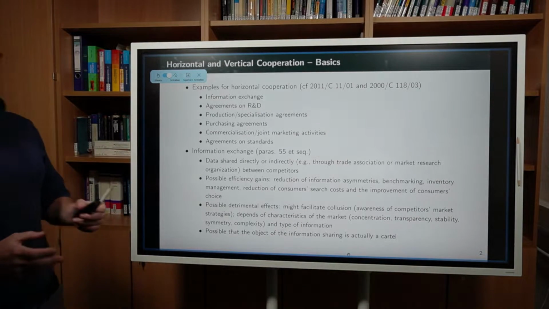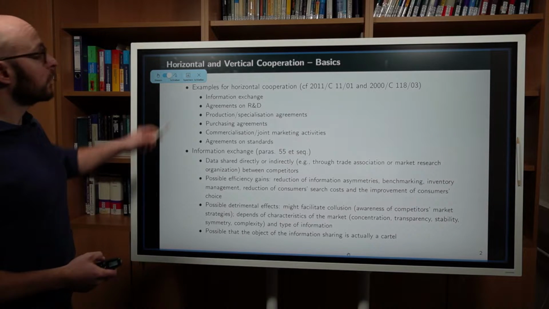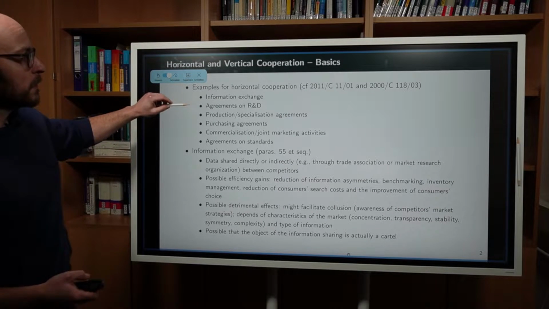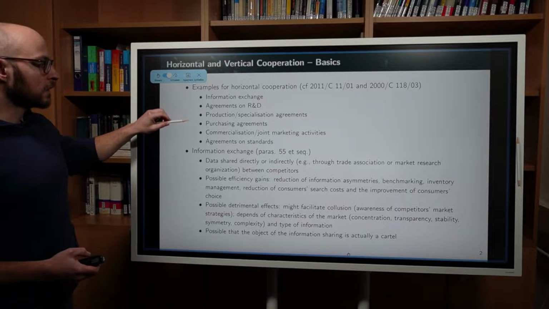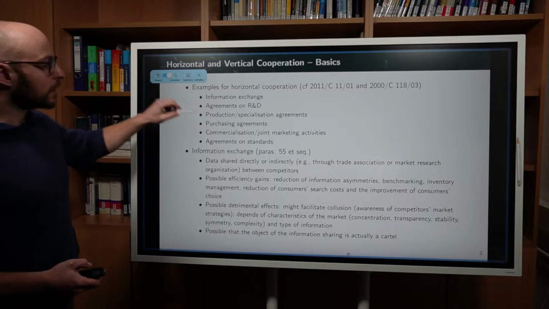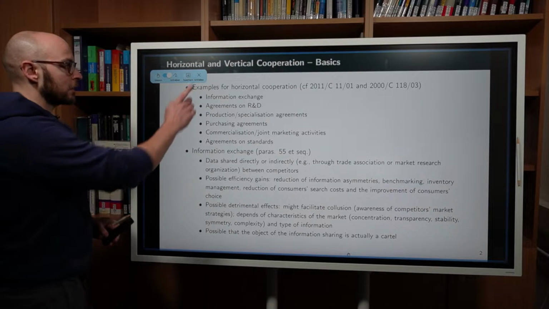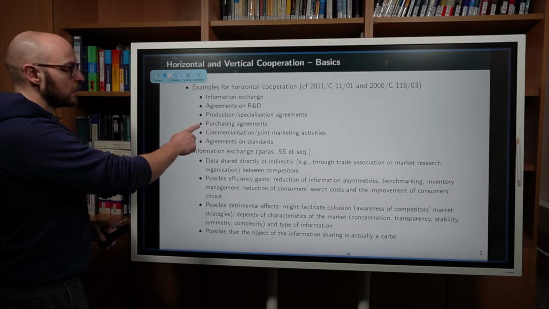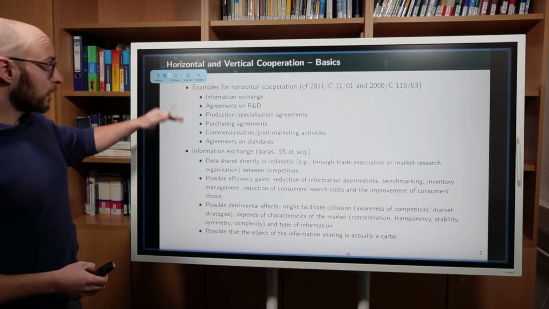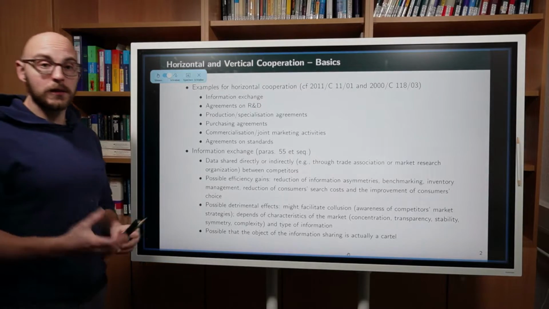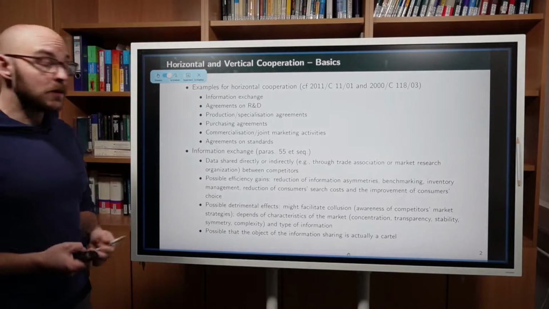Okay, that was pretty abstract. What are examples of horizontal cooperation? Well, there's information exchanges, agreements on R&D, production and specialization agreements, purchasing agreements, commercialization, joint marketing activities, and agreements on standards. We will look at information exchange, R&D agreements, and purchasing agreements in this lecture in detail. The other 3 aspects we're only addressing briefly. In detail means that we are presenting a theory model here.